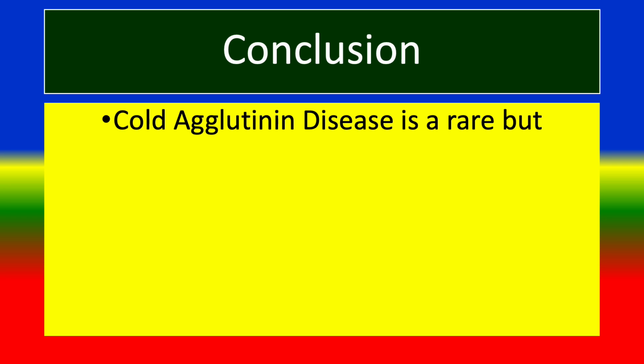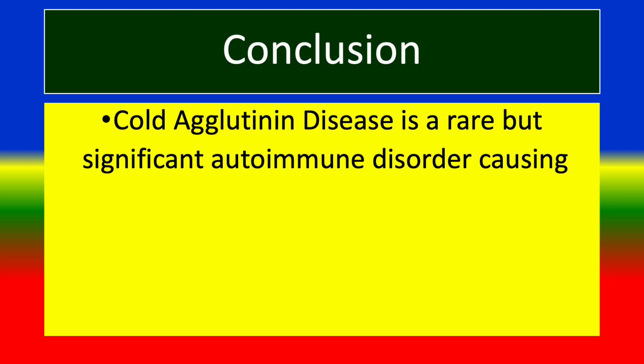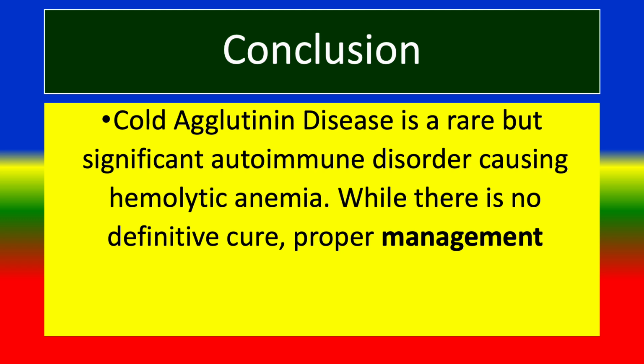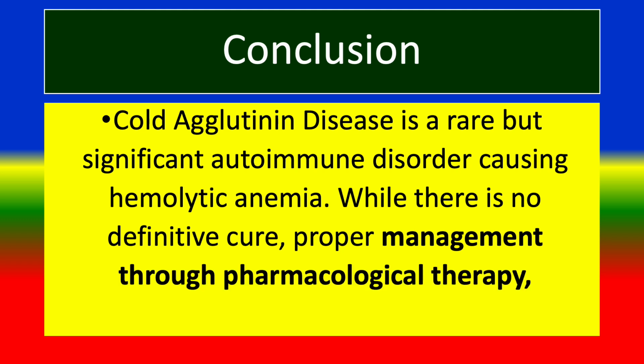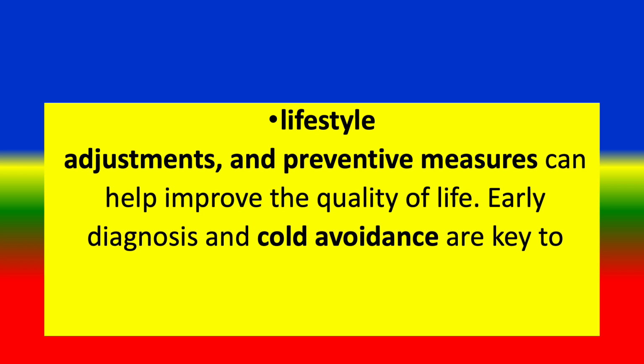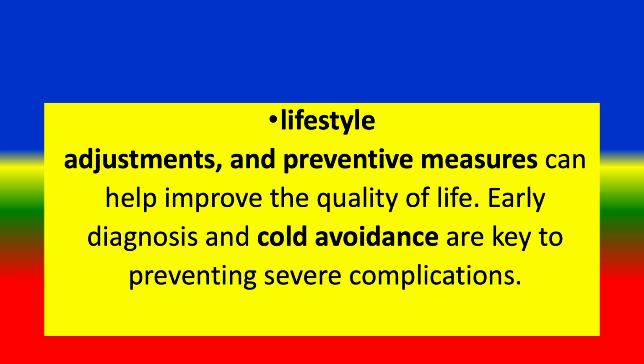In conclusion, cold agglutinin disease is a rare but significant autoimmune disorder causing hemolytic anemia. While there is no definitive cure, proper management through pharmacological therapy, lifestyle adjustment, and preventive measures can help improve the quality of life. Early diagnosis and cold avoidance are key to preventing severe complications.